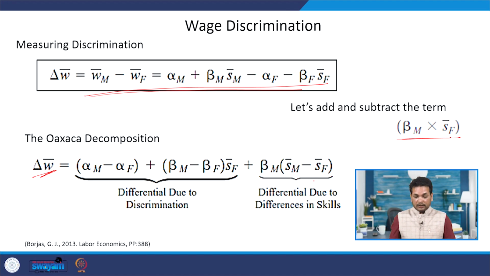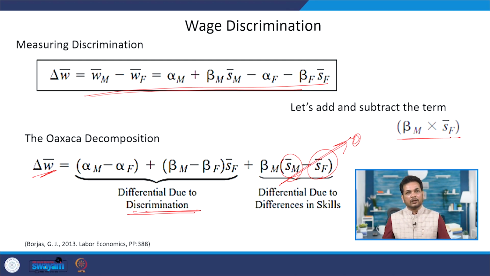So, if there is no skill difference between men and women, this part is 0. Let us assume that both men and women have the same number of years of schooling, then this part becomes 0. So, we can say that there is some kind of discrimination in the labor market in wages because of certain non-observable factors like gender.